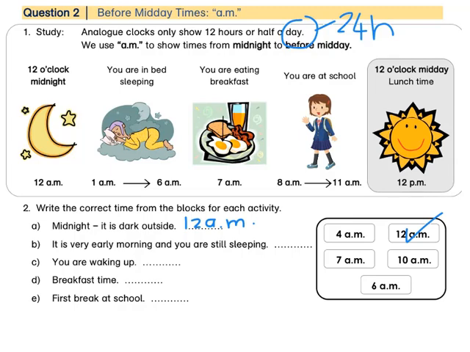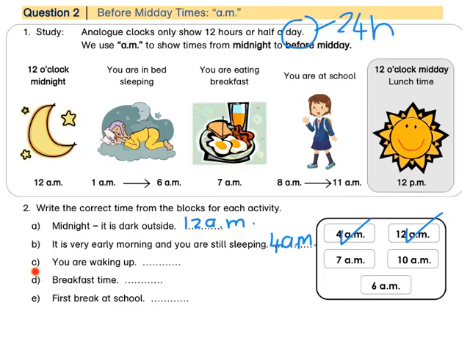For B, it is very early morning and you are still sleeping. We saw here that we are still sleeping around there. So it is between 4 a.m. and 6 a.m. But 4 a.m. is very early. It's earlier than 6 a.m. So we're going to use 4 a.m. in the morning.